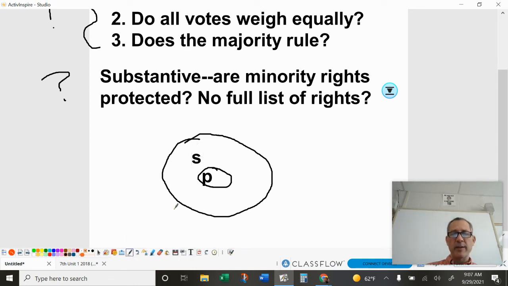Now, sometimes people get really caught up on the size of these circles and they'll say, oh, this has to be your rights because it's bigger. In this case, that has nothing to do with it.